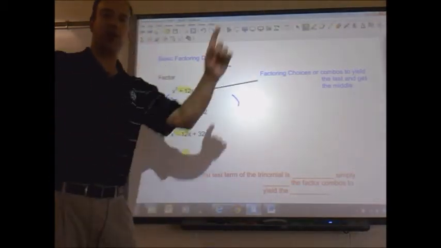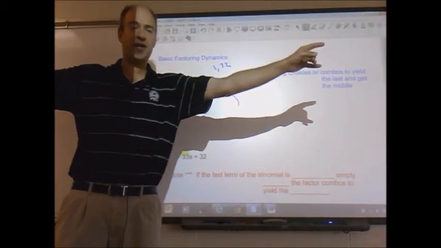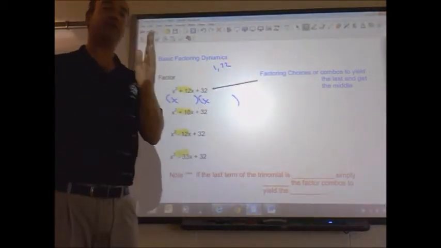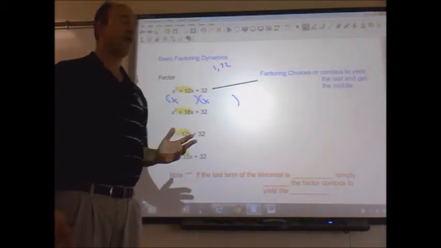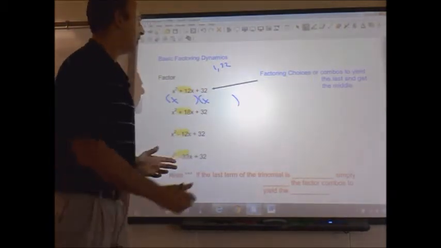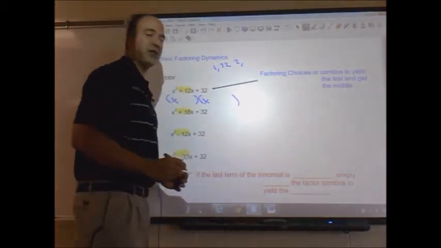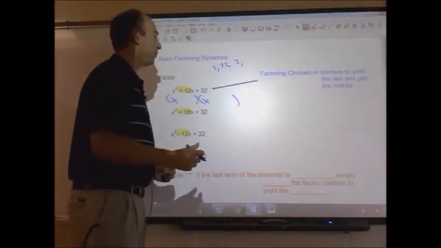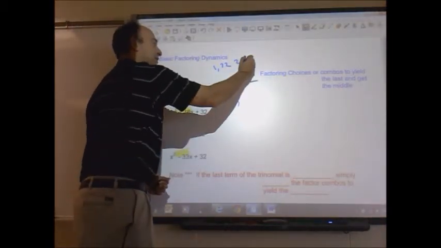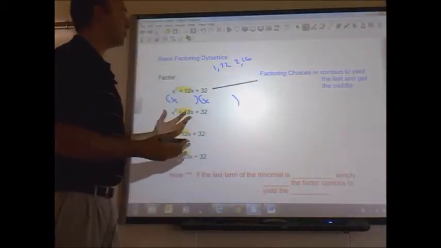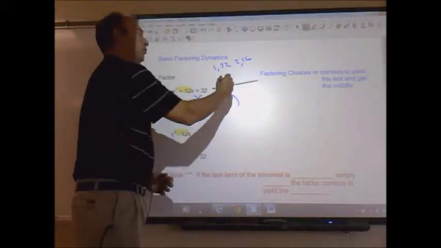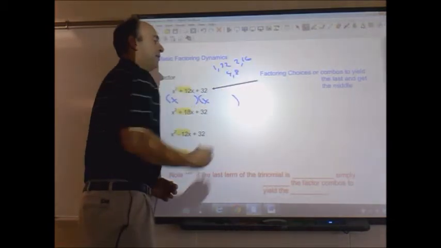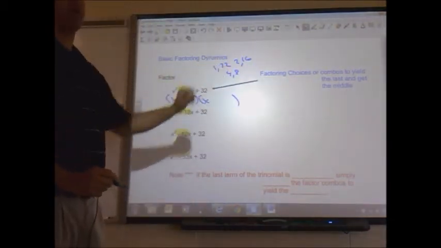I call those the extremers. They're on the way outside, and then there are other possible factor combos. So think of other things that would go into 32, and of course 2 would. 32 is an even number, so 2 goes into it. You may need to use your calculator or your brain. 32 divided by 2, the other factor would be 16. So these are factor combinations for 32. The other one would be 4 times 8. So what we have here is we have choices.